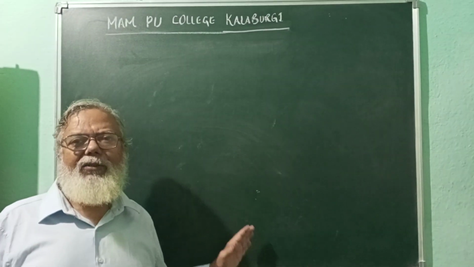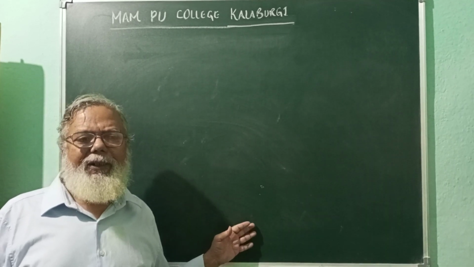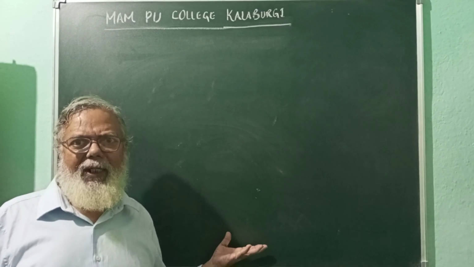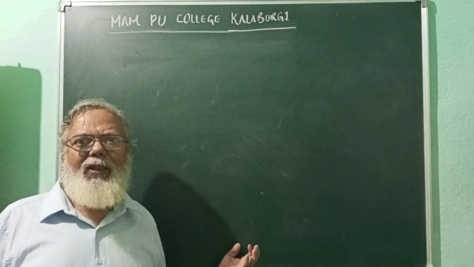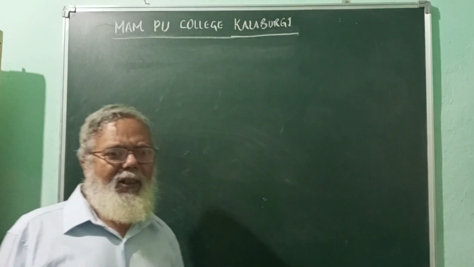So, dear students, this is our sixth video on the determinant. In this video, we will study what are the minor, cofactor, adjoint, and inverse of the square matrix. So, let us start with the minors.